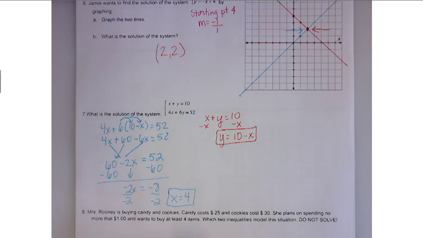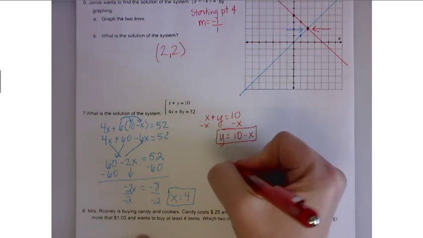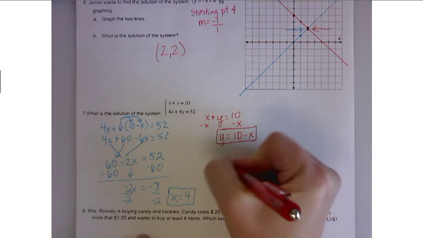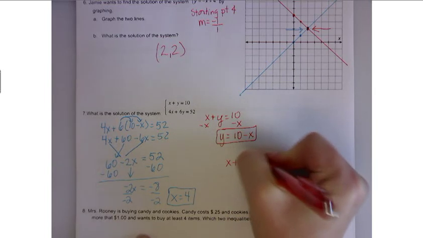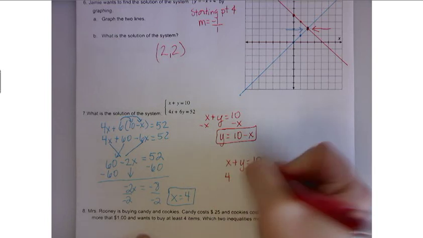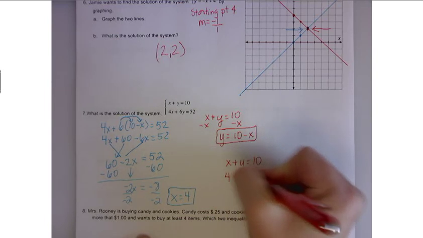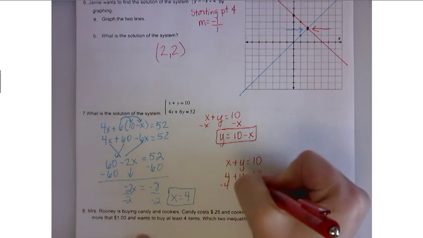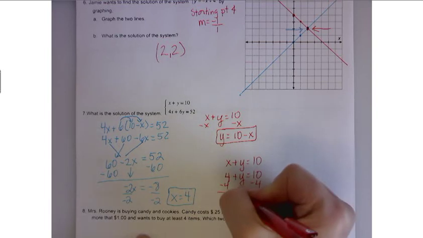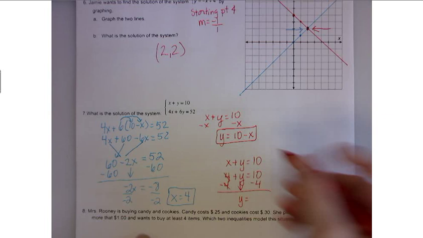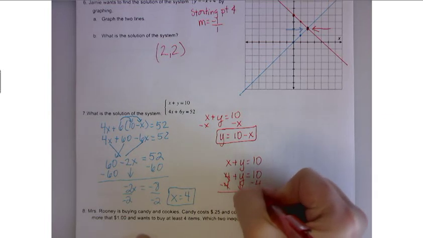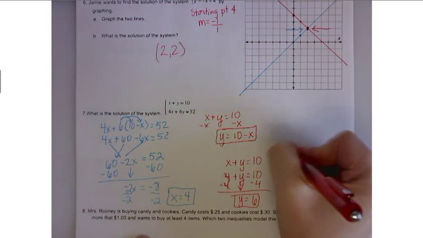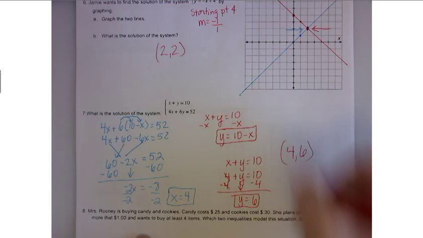The nice thing is now that x equals 4, we can put that x into the first equation. So we have x plus y equals 10. We're going to substitute that x in, 4 plus y equals 10. We're going to subtract. Bring that y down. Y equals 6. And that's our answer. Right there.